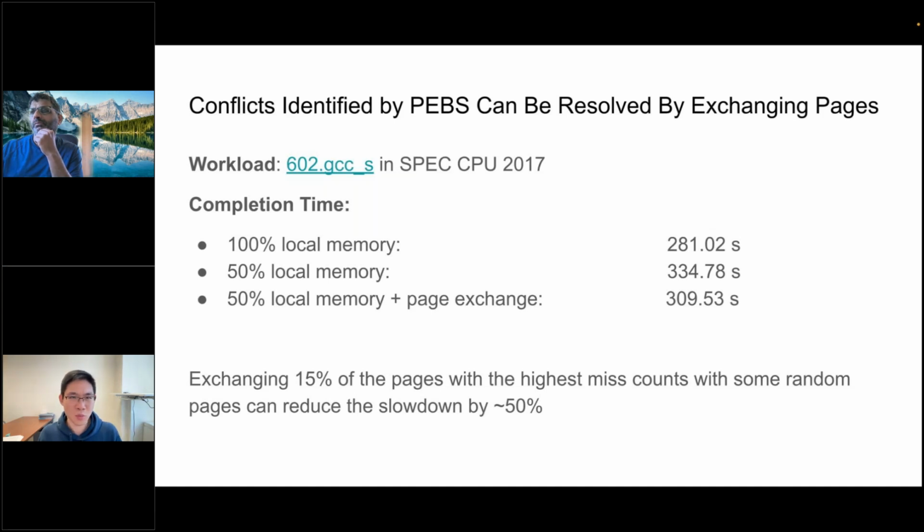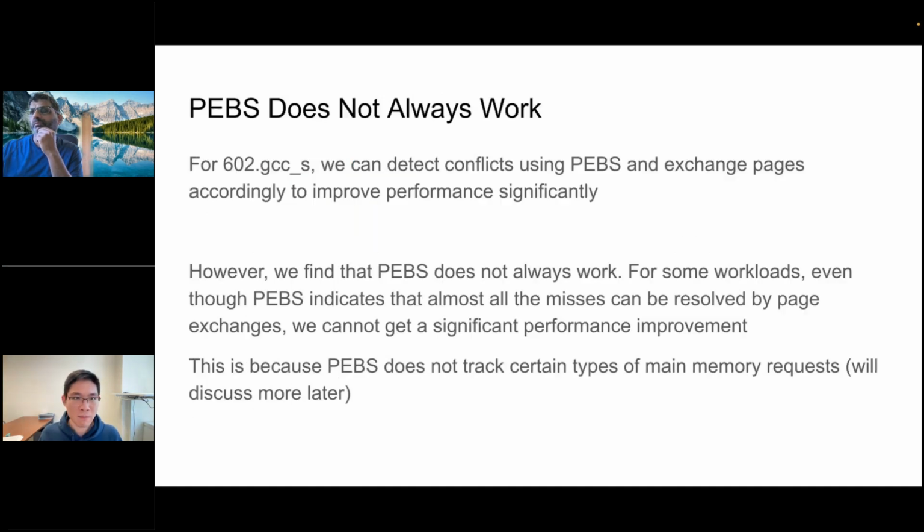So in this workflow, we actually get a pretty good result. But what we find is that it doesn't always work. For some workloads, even though PAPs indicate that almost all the misses can be resolved by page exchanges, we still cannot get a significant performance improvement. This is because, as I talked about a little bit before, PAPs does not track certain types of memory request.